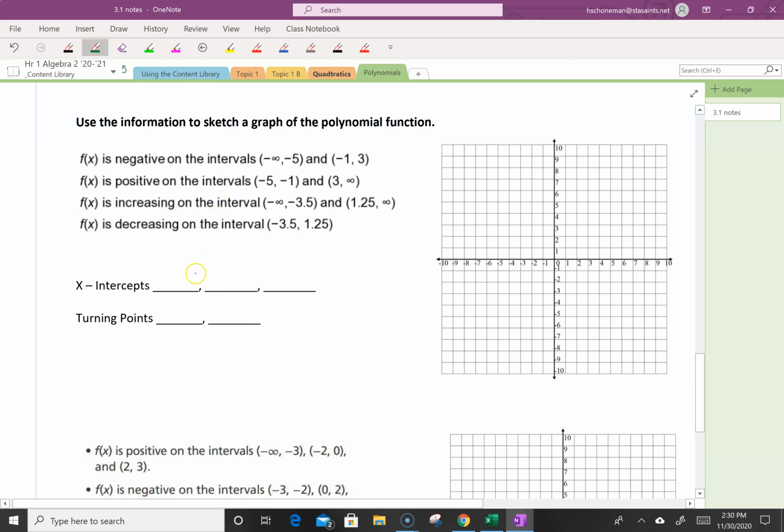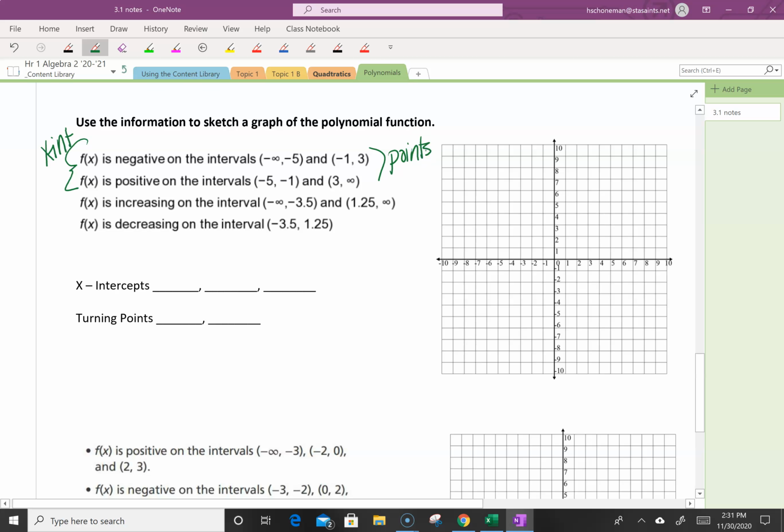So there's two things that we need to identify, the x-intercepts and the turning points. Well, negative and positive intervals. Positive is above the x-axis and negative is below. So when it crosses the x-axis, it's going to switch from negative to positive. So when it crosses it, it's going to give us an x-intercept. So this information gives us our x-intercept. And when we graph them, we're going to graph them as points.